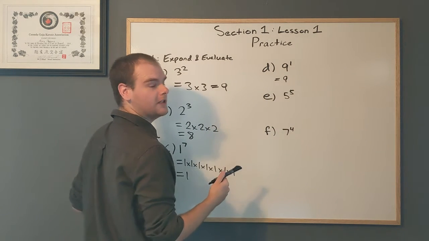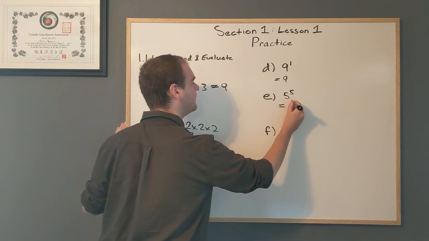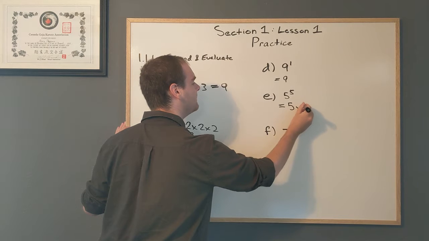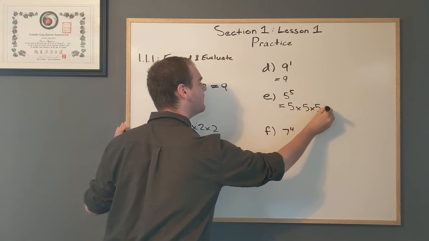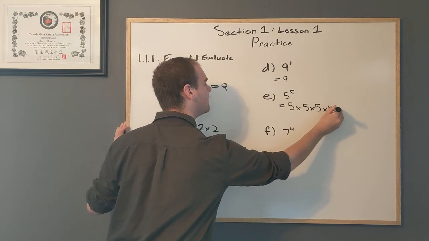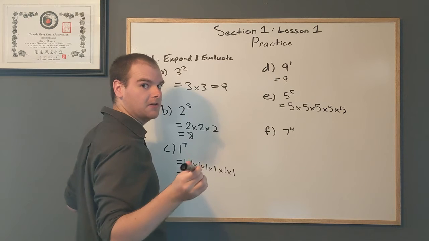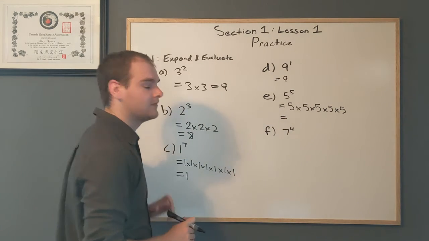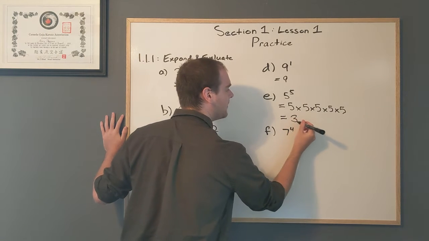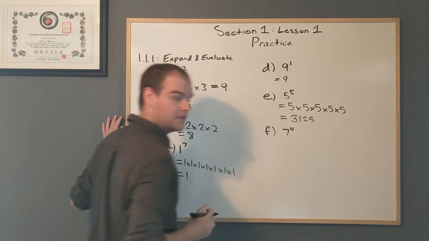Now we're getting some more tricky ones. 5 to the power of 5. Well, we need 5 5s. Now I don't expect you to know this off the top of your head, so let's just punch this into a calculator. And we have 3,125.